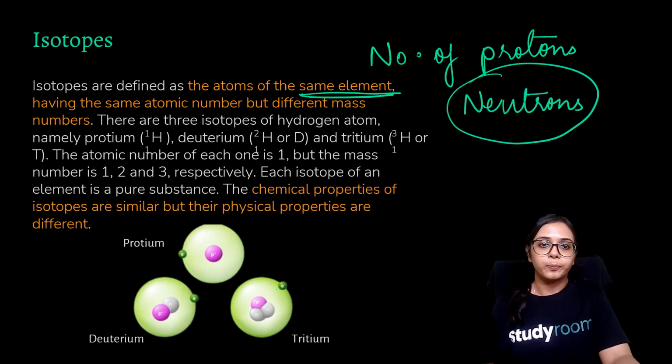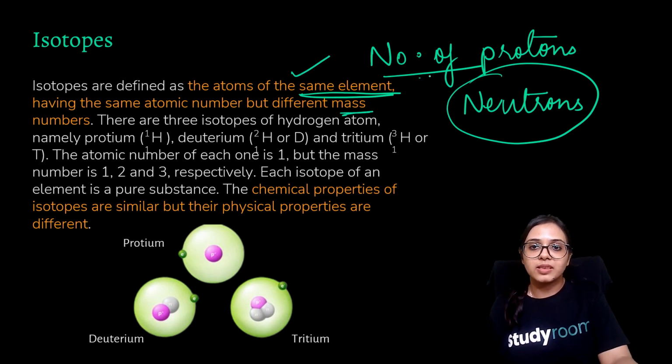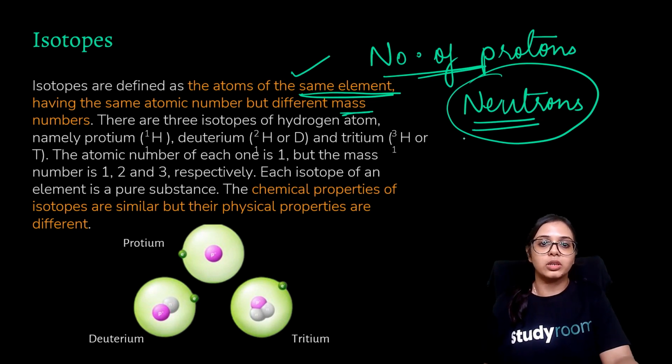So I'm repeating this again. Since the number of protons plus the number of neutrons is equal to the mass number, and in isotopes we have different mass numbers, we can safely say that since we are talking about the same element and the number of protons is the same, there must be a difference in the number of neutrons of that particular element.